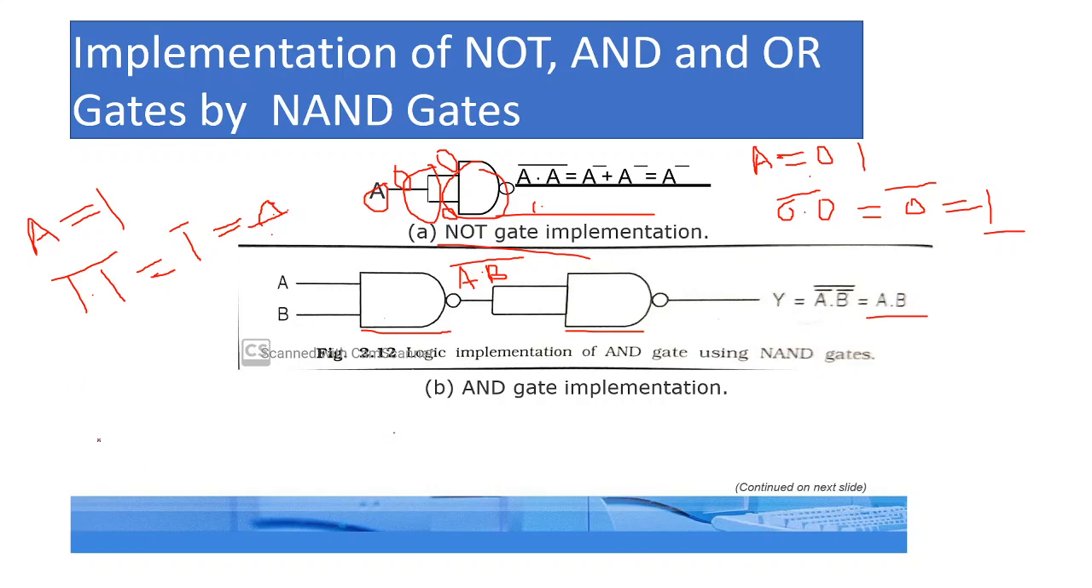Suppose we have applied A is equal to 0 here and B is equal to 1 here. The output of the AND gate is A dot B, which must be 0 in this case. Now let us see with the help of NAND gates if this output comes or not. The output of the first NAND gate is (1 dot 0) whole bar, and it becomes 0 and its complement, which is equal to 1.